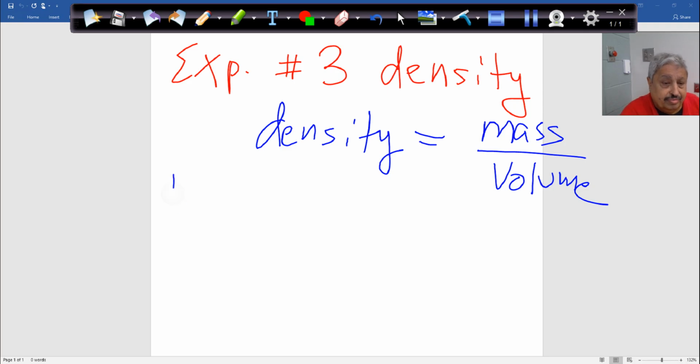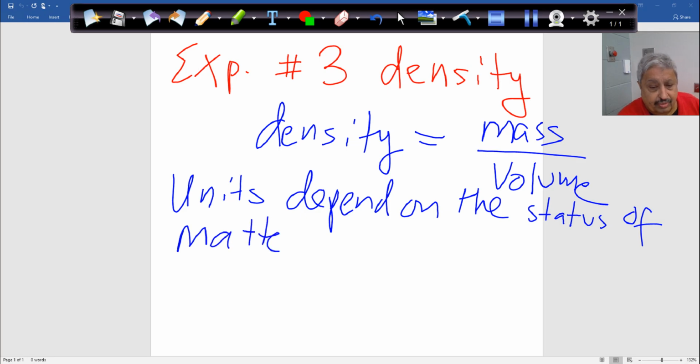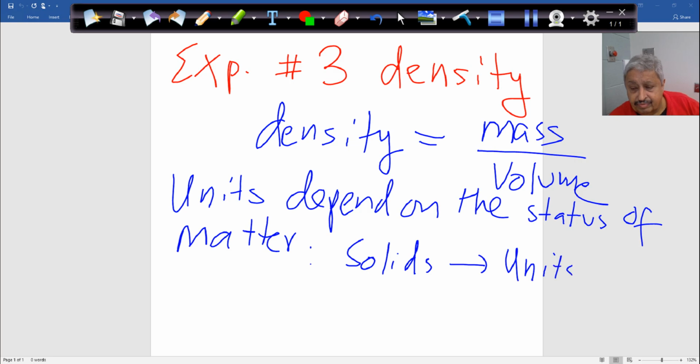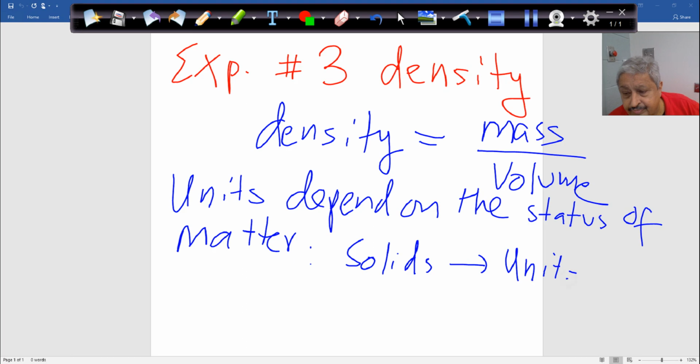So units depend on the status of matter, correct? So what are those status? So if we have liquid, if we have solids, then the unit is gram per centimeter cube, or sometimes called gram per cc, cubic centimeter.